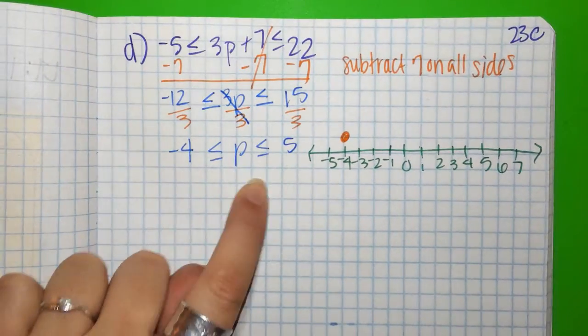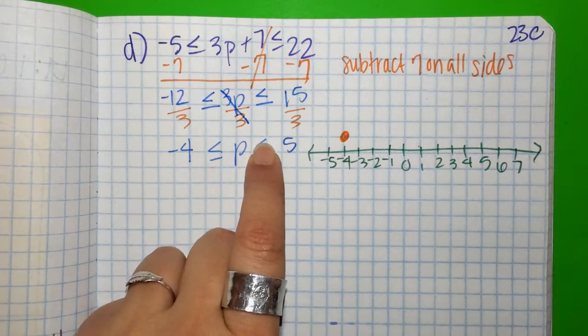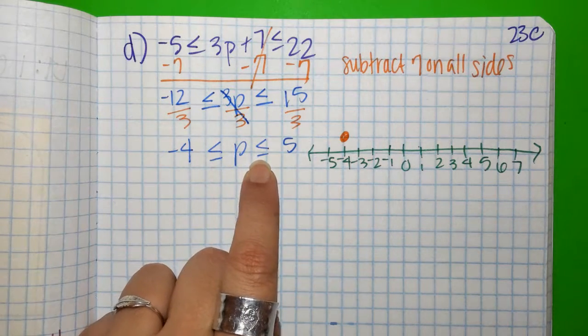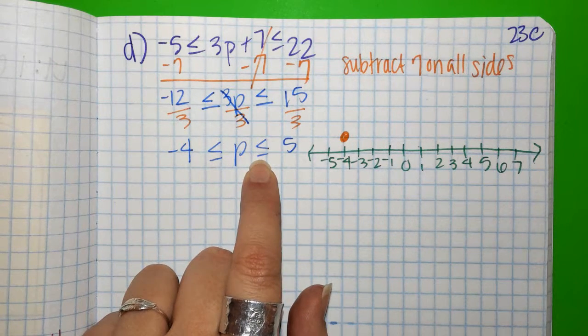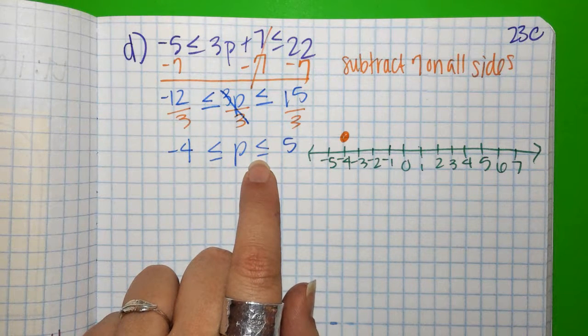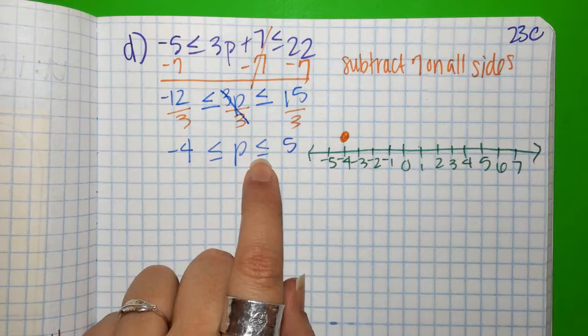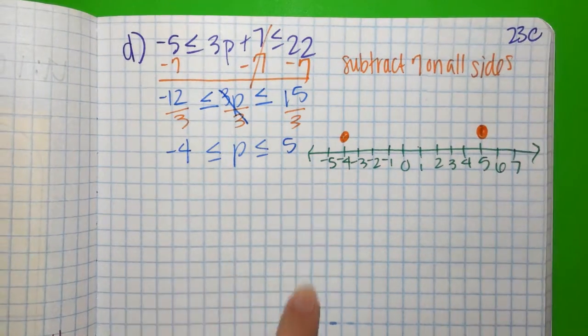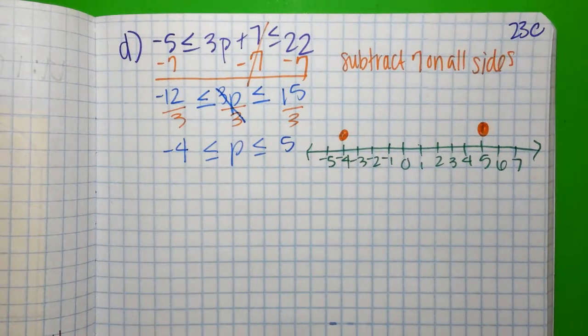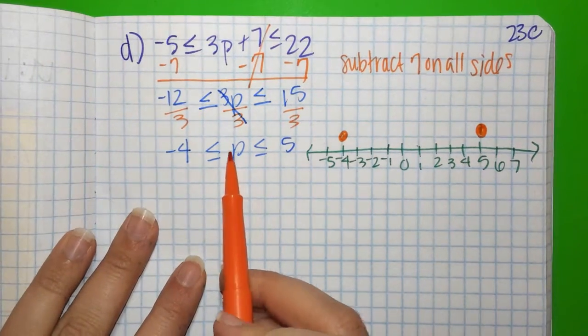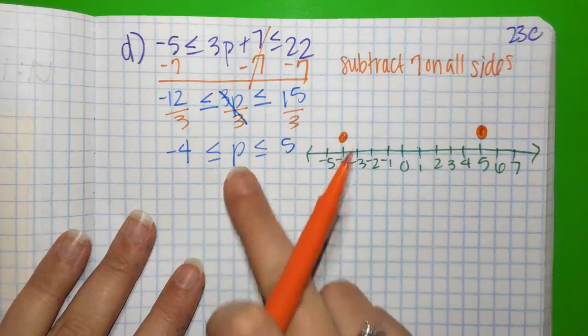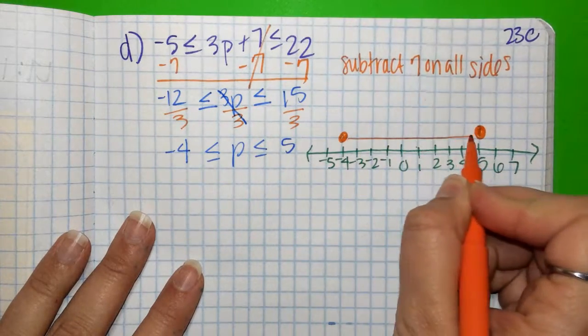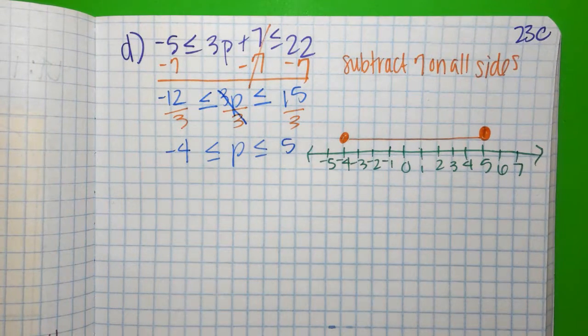Yep. Now remember, when we're doing our open and closed, we look here. So if this has a line under it, what kind of circle do we have? Are you sure? So what kind of circle should we have on 5? Equal to. And that's why we close it, because it's part of our solution. Now, P is in the middle, so that means you're going to shade in the middle. Boom. How many of you got that whole thing correct?